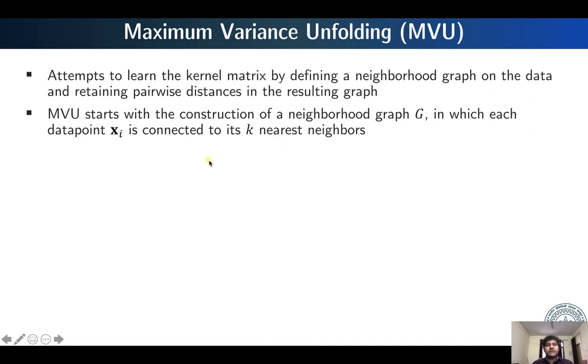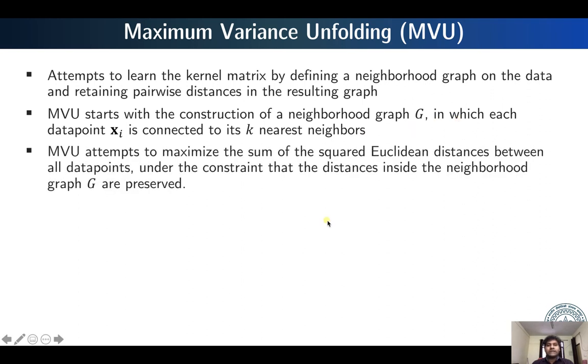The first task it performs is to construct a neighborhood graph G, in which each data point is connected to its k nearest neighbors. This step is very similar to what we observed in the case of Isomap. Then it attempts to maximize the sum of the squared Euclidean distances between all data points, but at the same time with a constraint so that the distances inside the neighborhood graph are preserved. So while maximizing the Euclidean distances between all the data points, it is also preserving the distances in the neighborhood graph. Somehow it is trying to retain the structure of the neighborhood graph, and that's how it learns the manifold somewhat.